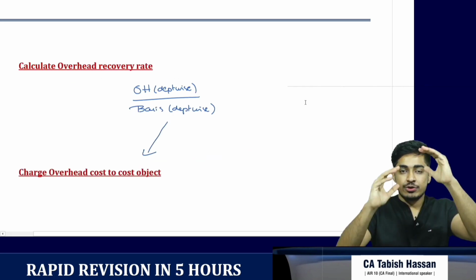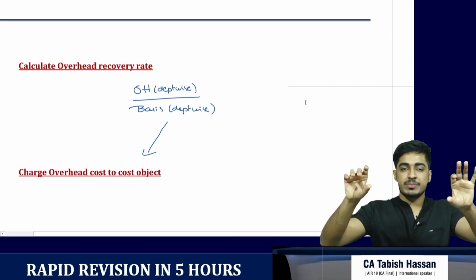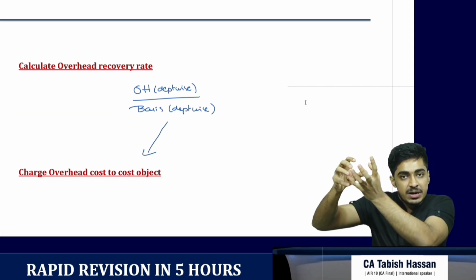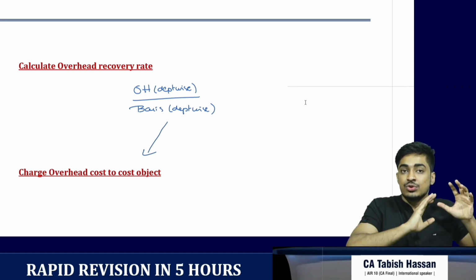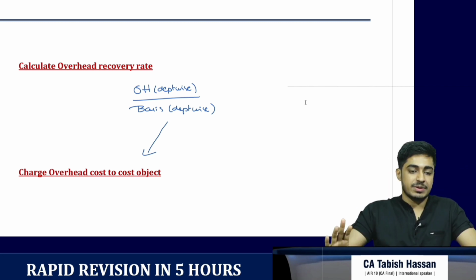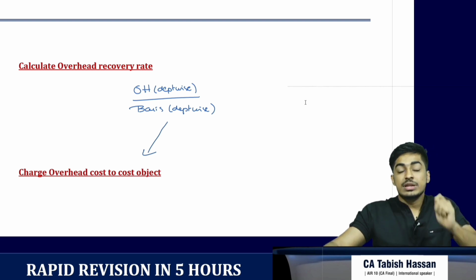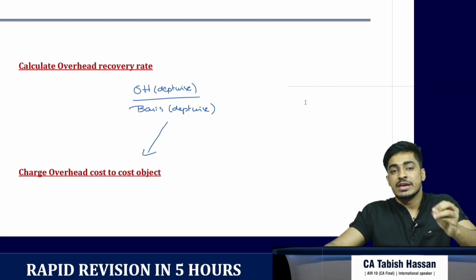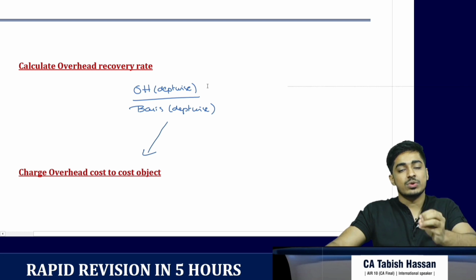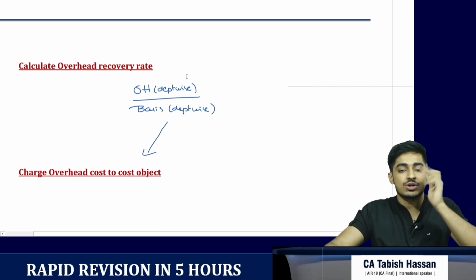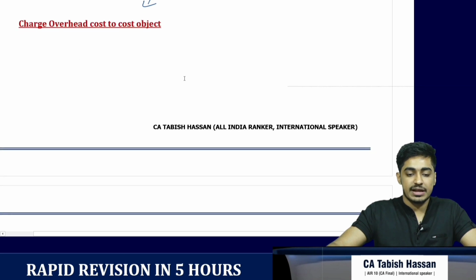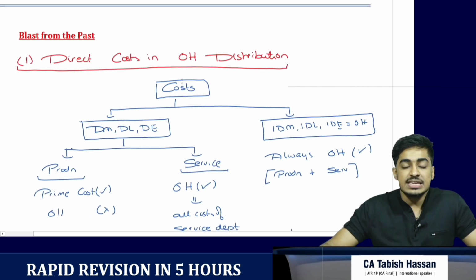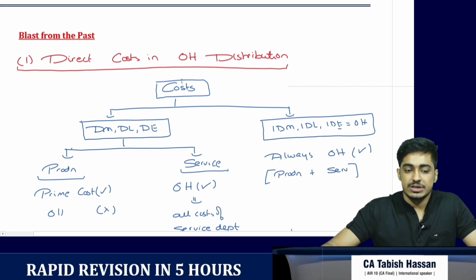So we have done allocation, we have done apportionment, we got the primary distribution. From this, the service department cost, we reapportion to production department. Now we got the total overhead for every production department. Okay. We have to link it to a suitable basis. We get the overhead recovery rate, and based on the overhead recovery rate, we have to charge the overhead to cost object. This is the end of it. Clear? Okay. Now let's see few important things from the exam perspective.